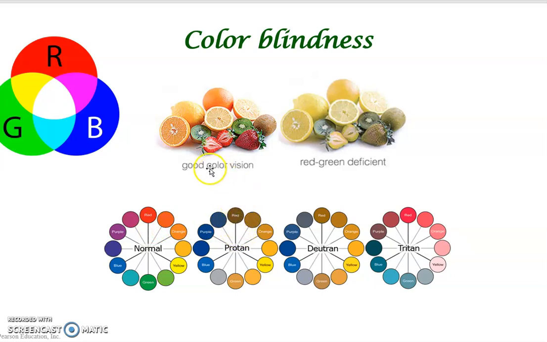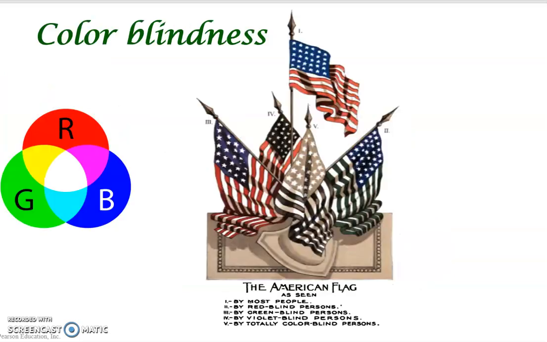If you look at this strawberry, with good color vision, this is what we are going to see. It is very dark red. But for people who are red deficient, this is the color of the strawberry they are going to see. So let's use the flag of the United States as a second example.